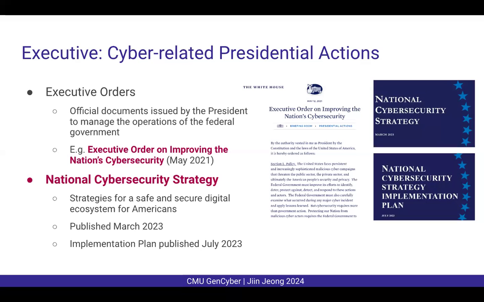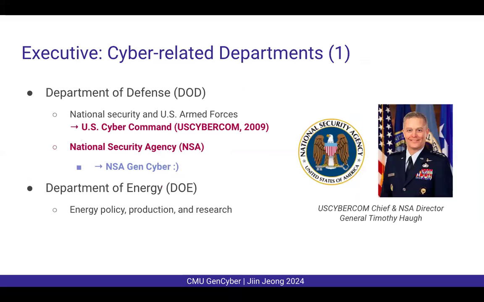The second thing I want to highlight is the National Cybersecurity Strategy, which talks about strategies for a safe and secure digital ecosystem for Americans. This was published in March 2023, and the implementation plan was published in July 2023. So through documents such as these, you can kind of see where the future of the US cybersecurity programs and ideas are headed. So this may be one interesting document to read about in your classes.